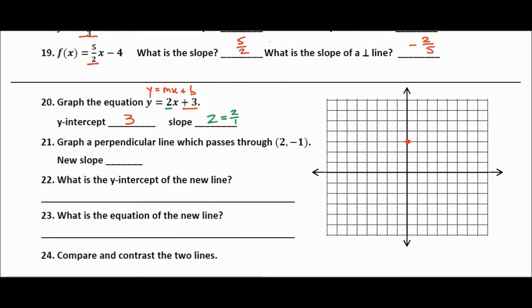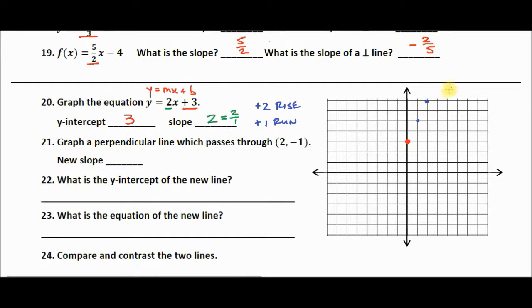Okay, 21. Graph a perpendicular line which passes through 2, negative 1. Oh, hold on. We have to finish this. It says graph the equation. Well, we know this is the y-intercept. The slope is 2/1. That means we're going to go positive 2. I'll write this. Positive 2 will be our rise, and positive 1 will be our run. So positive 2 is the rise, positive 1 is the run.